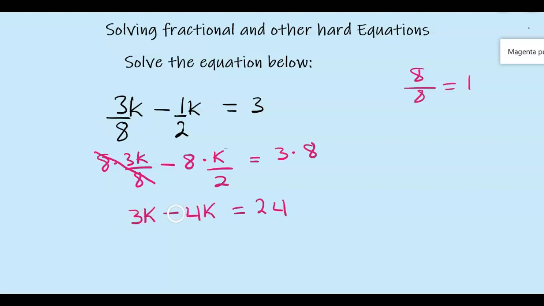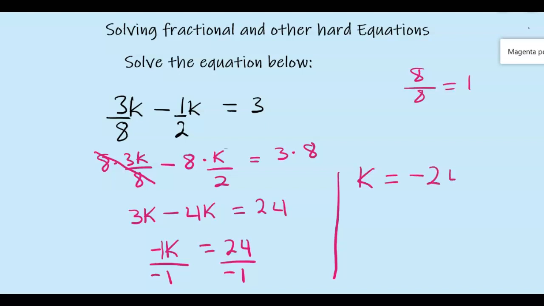Here we are subtracting and the negative is bigger than the positive, so the final answer has to be negative 1k or negative k, which equals 24. We were asked to solve for k, not negative k or negative 1k, so we have to divide both sides by negative 1. Then k is now isolated, and we get negative 24, and we are done.